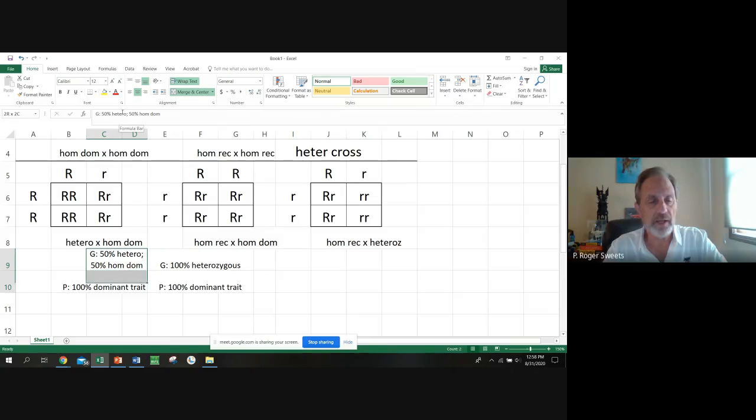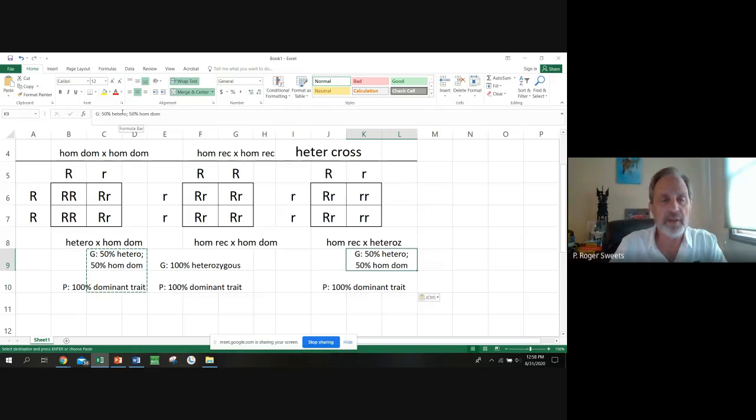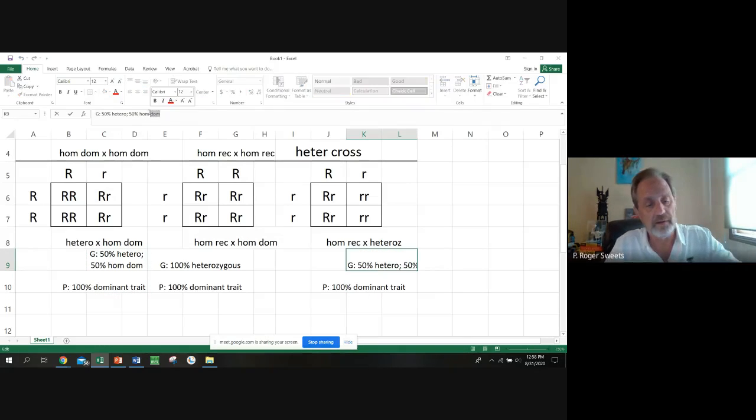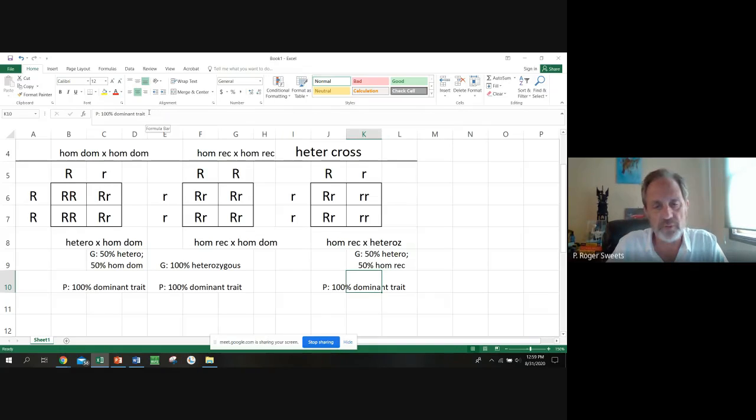What is that going to look like? That means that the genotype is going to be 50% heterozygous, 50% homozygous recessive, a 1-to-1 ratio. And here I'm just going to copy this just to be a little easier. Phenotype is going to be 50% dominant and 50% recessive trait.